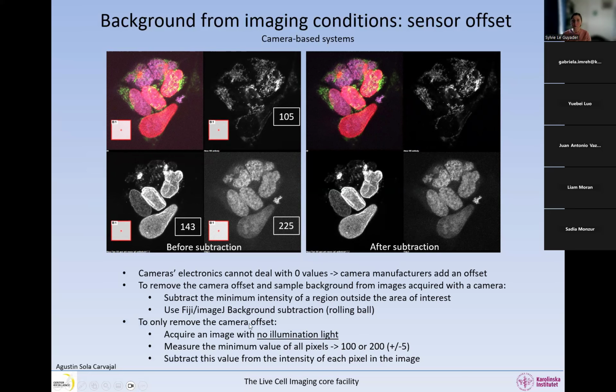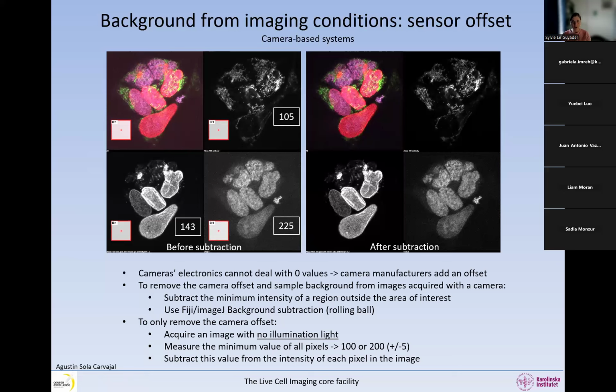To only remove the camera offset, if we want to keep the background from the imaging condition for whatever reason, then what we need to do is acquire one image after we turn off the light source. So we turn off the laser, for example, we take one image, and then we look at all the pixels, and we find the camera offset, which is set by the manufacturer. This is often 100. On some cameras, it can be 200, but very often it's 100. And you will see that it goes up and down a little bit, so it can be 95 or 105, something like this. But it turns around one value.